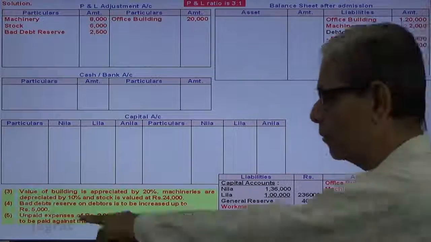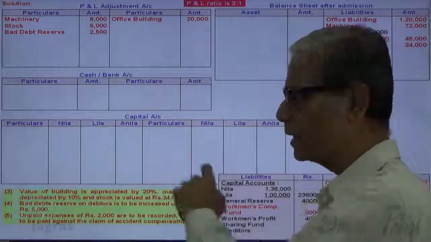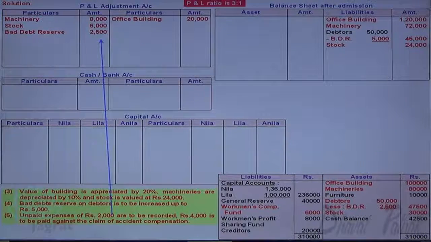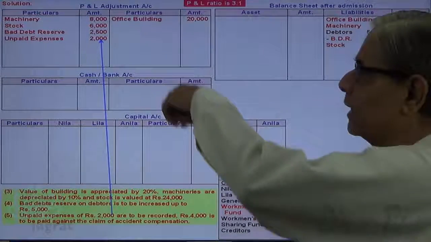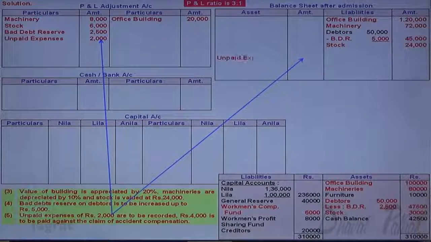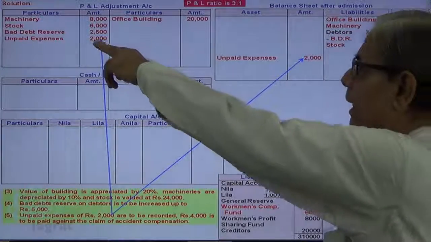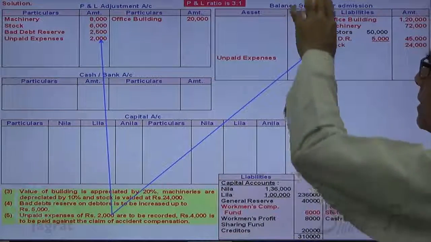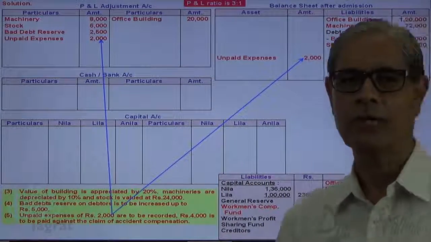Very important. Unpaid expenses 2,000. That's a liability that will appear on the balance sheet liability side, and this increase in liability, being a loss, is debited to the adjustment account. So profit and loss adjustment account is debited, and unpaid expense liability appears on the balance sheet liability side.